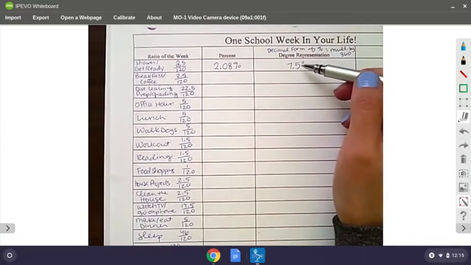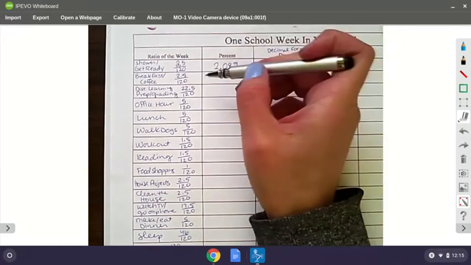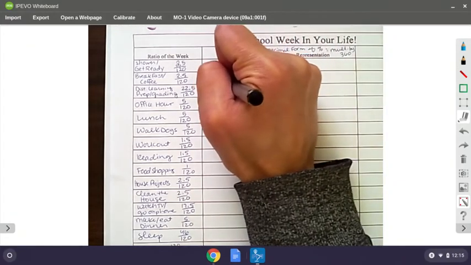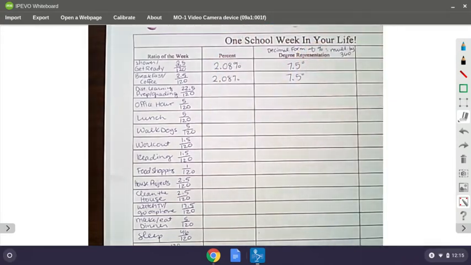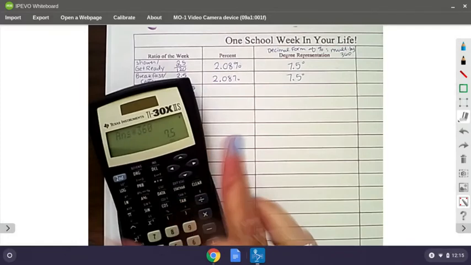So the section for showering and getting ready for me is going to be 7.5 degrees. This one was also 2.5. So it'll be 2.08 again, and then 7.5 degrees again. 22.5, and then you just keep going.